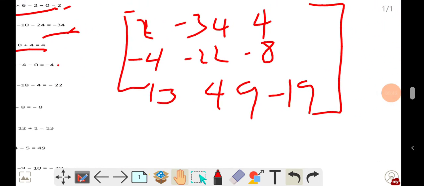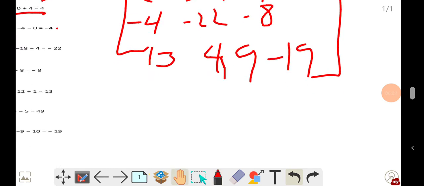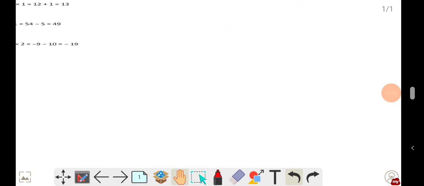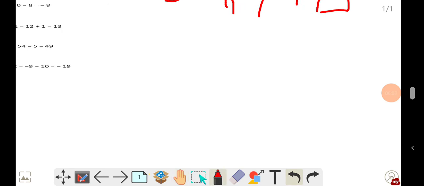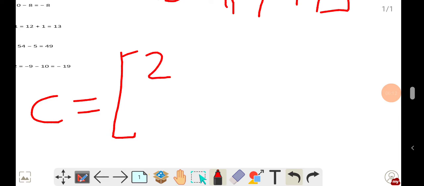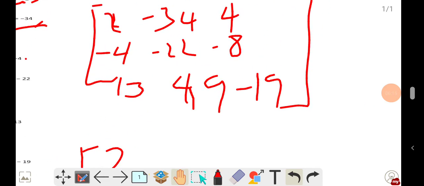This is the minor. But how to find the cofactor? The cofactor is the main important thing we need here. To find the cofactor, the first one leave as it is, then negate, then as it is, then negate. Go that way. So the first is taken as it is, meaning we take 2 as it is. Okay, imagine now I take 2 as it is. What is the next number? The next number is negative 34. So I will negate it. It will be positive 34.